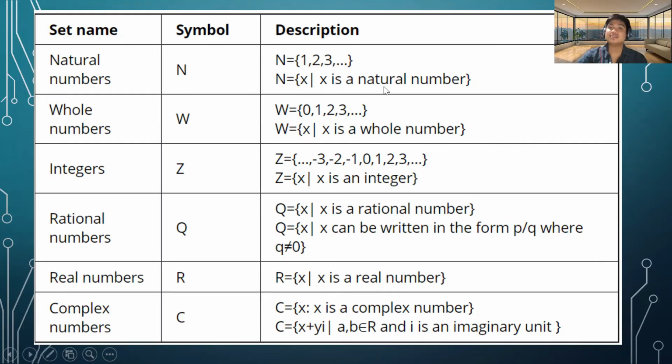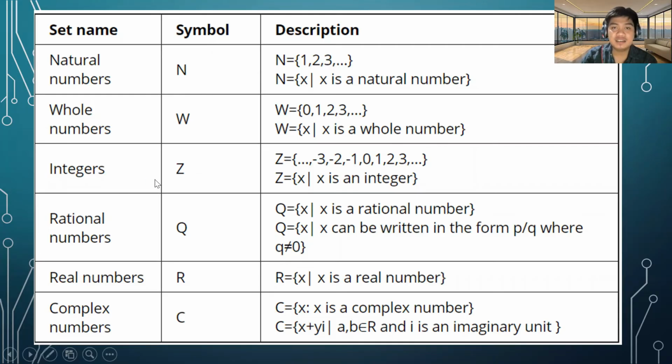X such that x is a natural number. When it's like this, we know that it starts with 1 and so on. And we have whole numbers. When we say whole numbers, its symbol is W, and whole numbers are the natural numbers plus 0. So 0, 1, 2, 3, and so on. Or we have x such that x is a whole number. So natural numbers start at 1, and whole numbers start at 0.